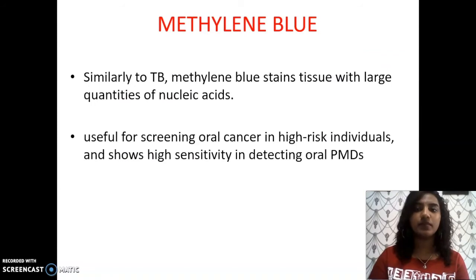Moving on to methylene blue. Methylene blue was first used in detecting oral mucosa lesions in 2007. Similarly to TB, which is toluidine blue, methylene blue stains tissue with large quantities of nucleic acid. They are useful for screening oral cancer in high-risk individuals and show high sensitivity in detecting oral PMDs.